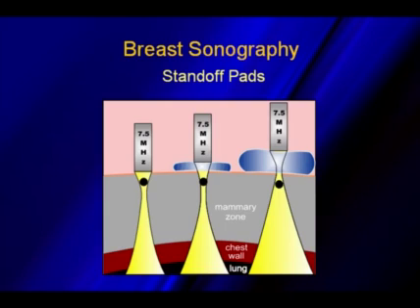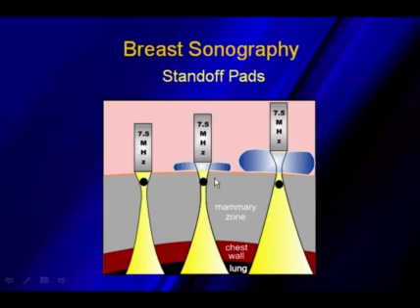Standoff pads are something that we use quite often if we're dealing with lesions that are too close to the skin, if we need to move something closer to the elevation plane focus. Now, for any of you who've been doing ultrasound for quite a few years, you're going to remember those 3-centimeter standoff pads that we used to use for general imaging. You want to make sure that you're not using a standoff pad that's 3 centimeters thick, or your beam will be focused right in the middle of it.